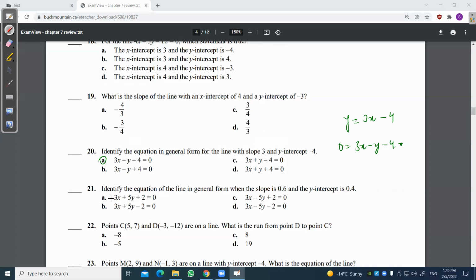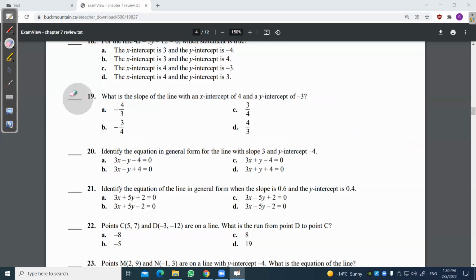So if we were to take this to the other side, we would get y minus 3x plus 4 equals 0. I noticed that this was not one of the options. That means we had to take the y to the other side to get this, which is an option. So it's A.